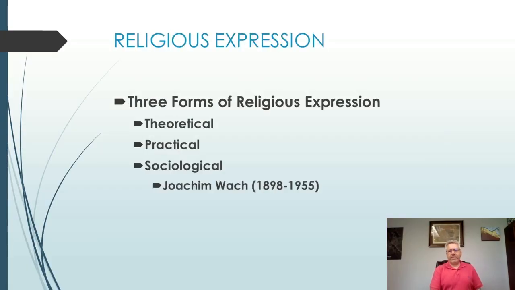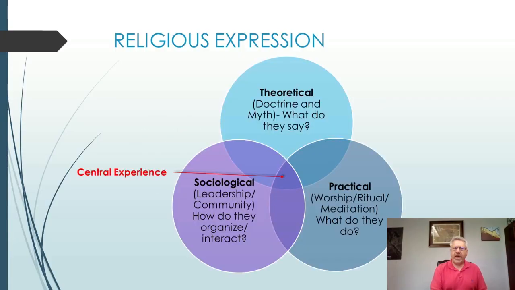Religion is also defined by three forms of religious expression. This was structured by Joachim Wach, a sociologist and anthropologist, who developed the idea that there are three forms of religious expression: the theoretical, the practical, and the sociological. Together, these three forms of religious expression form the central experience for those who are practicing a religion.